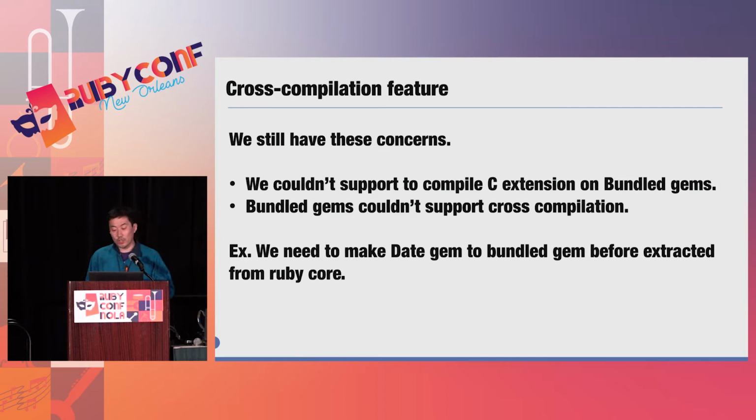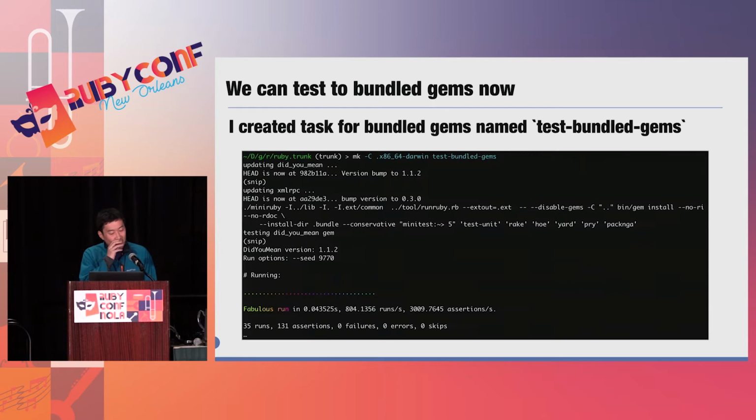However, there are some problems. The first problem is that bundled gems cannot use C extensions. This is necessary to ensure cross-compiled binary support when installing the Ruby language. So we need to add support for a cross-compilation feature to our gems. We are working on it now. The second problem is that there is no mechanism to guarantee they work with the head version of the Ruby language and the Ruby interpreter every day.